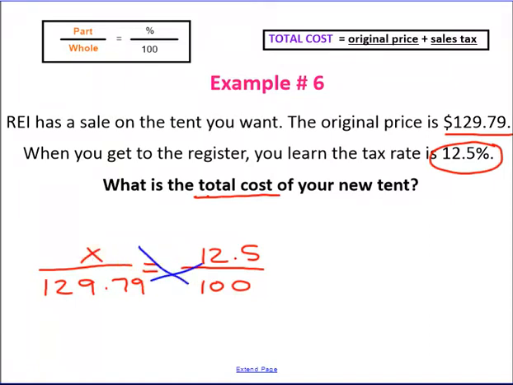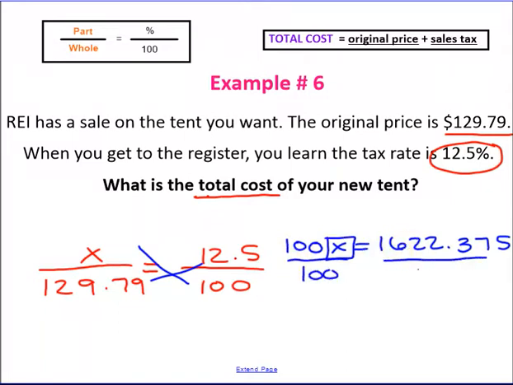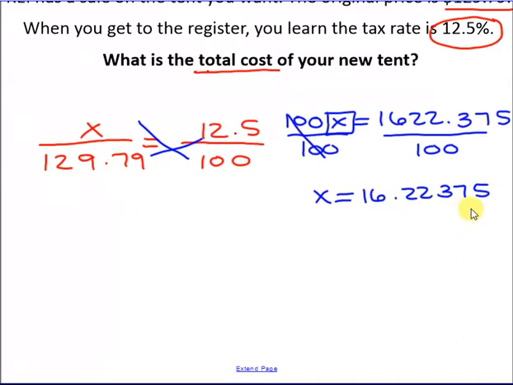I'm going to cross multiply. 100 times x is 100x. Then I need to do 129.79 times 12.5. That's going to give me 1,622.375. Lots of numbers in that one. Box the variable, divide both sides by 100. This cancels. X equals 16.22375. That's the tax. I don't want the tax.